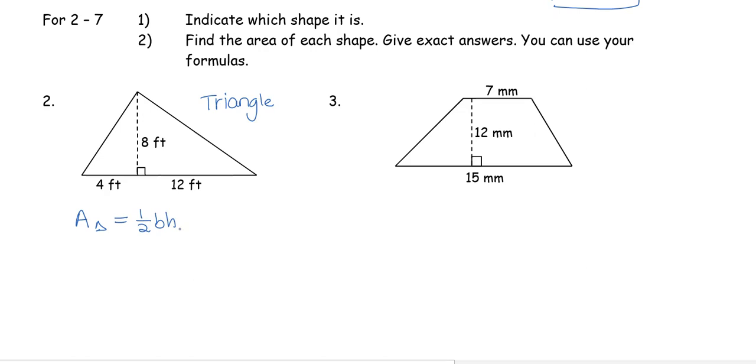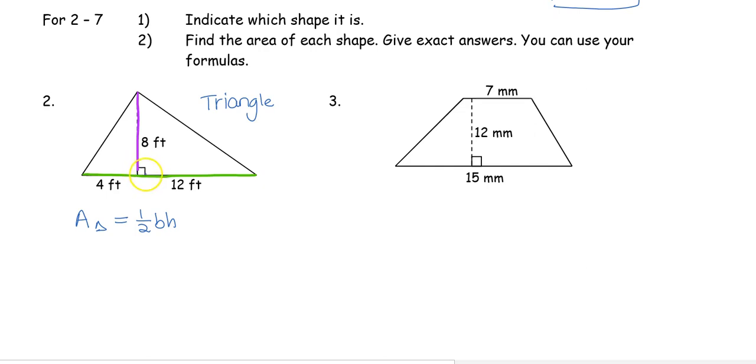So first identify the shape. Second, find the appropriate and correct formula that corresponds to that shape. Now we want to find the area of the shape, give exact answers, and you can use your formulas. So the one thing that's really important to remember is what is the B, what is the H? The B is the length of the base. The H is the length of the height. And the one thing that we always know is that the base and the height are perpendicular to each other.